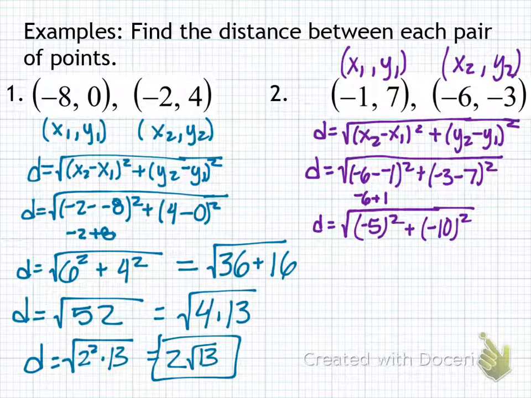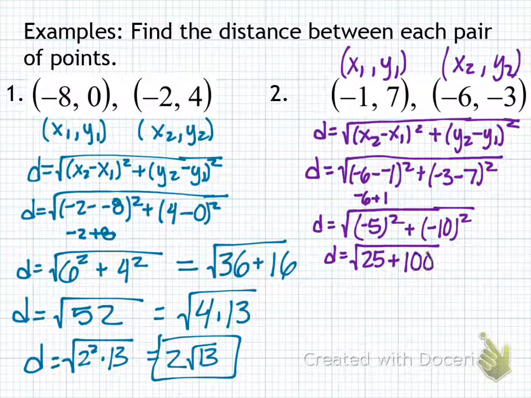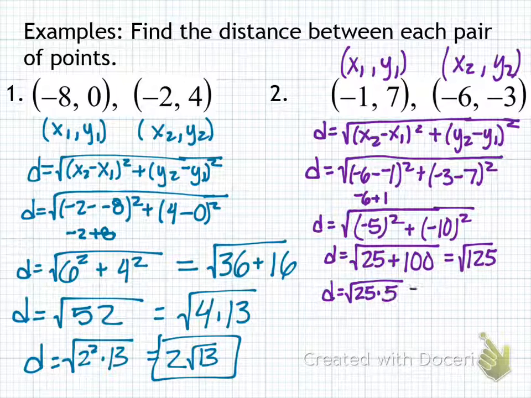When I square a negative, I get a positive, right? Because a negative times a negative equals a positive. So this is just the square root of 25 plus 100, which is the square root of 125.